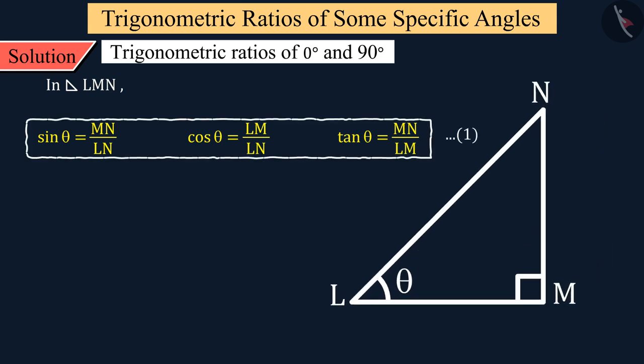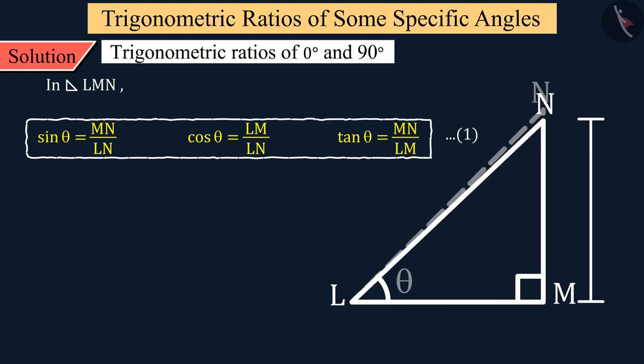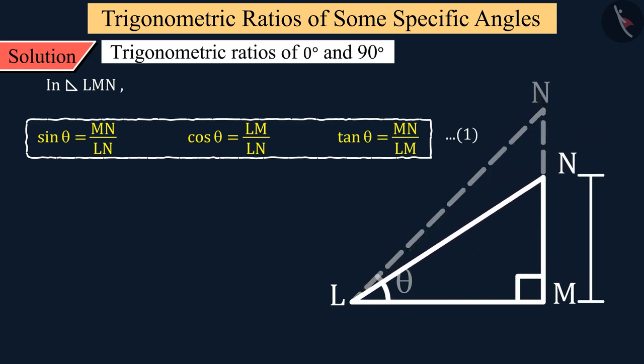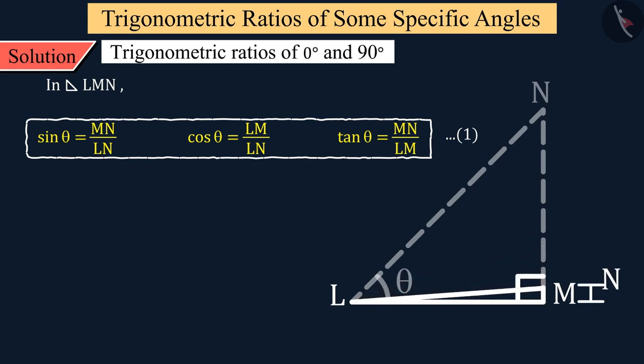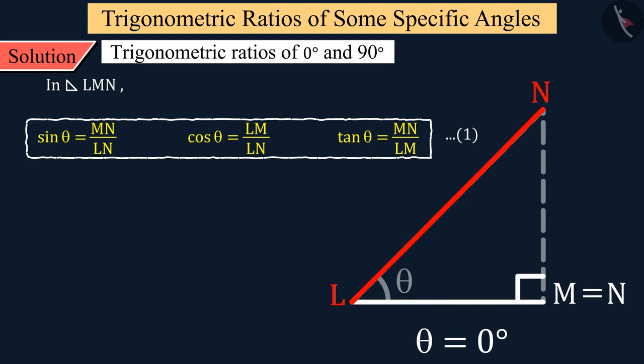But if we slowly reduce the angle theta of right-angled triangle LMN, then we see that the length of side MN also reduces accordingly. And at last we see that point N comes so near to point M that the value of angle theta reaches near 0 degrees. Then, the length of side LN remains similar to the length of side LM.